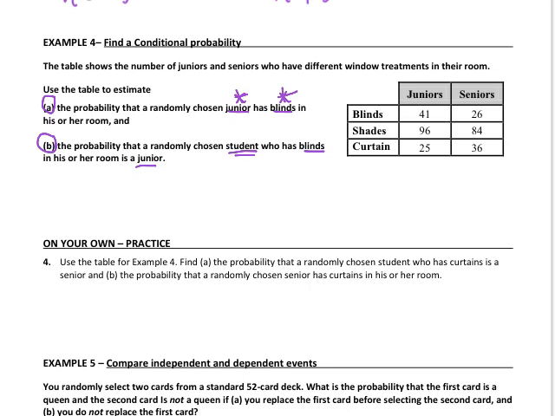So if I total up all of the juniors, there are a total of 162 juniors. And then in terms of the seniors, there are 146 seniors. Now I also would like to know how many students in total have blinds. So I want to add these two together, 41 plus 26. That's going to help me out. And 96 plus 84. Knowing the total of these is going to help in this work that we're doing here. And then there's 61 total with curtains.